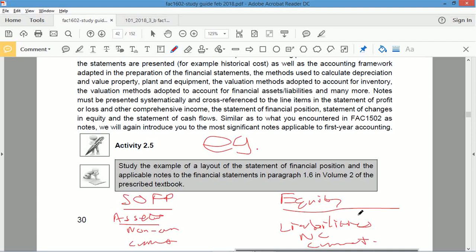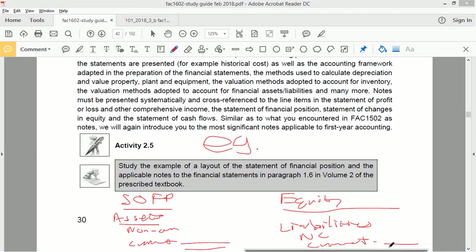Okay, and then we need to show totals. So for assets, you're going to have a total, and for this, you'll have a total. Okay, in your template, let's show that. Underline assets. We're going to put in random figures, so we'll just put 2 for each. Current assets, write down debtors and inventory.